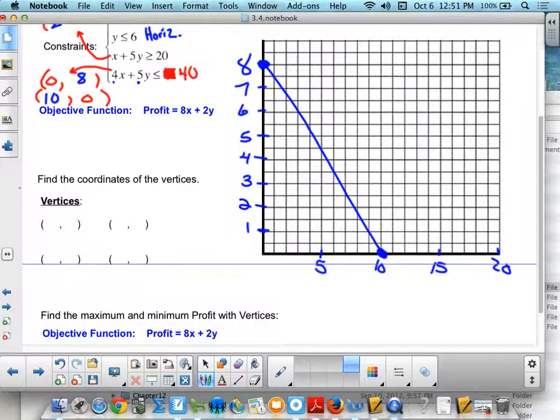If I try 0, 0, does 0, 0 work? 0 goes in, 0 goes in. Is 0 plus 0 less than 40? Yeah. Yep. Okay, so we're going to shade this way.